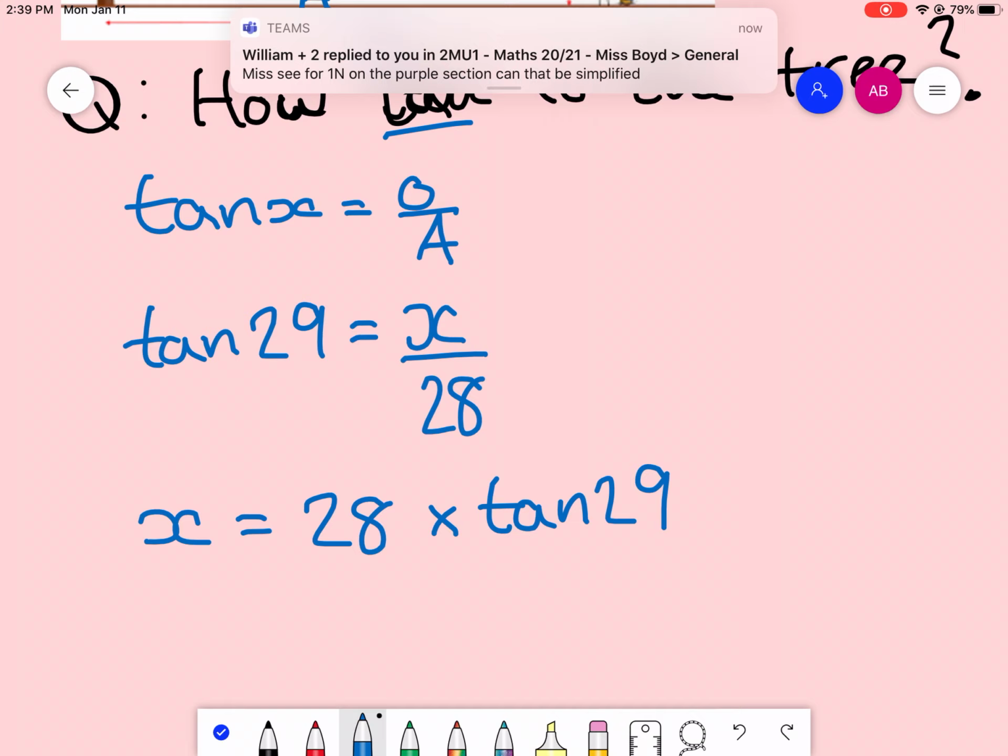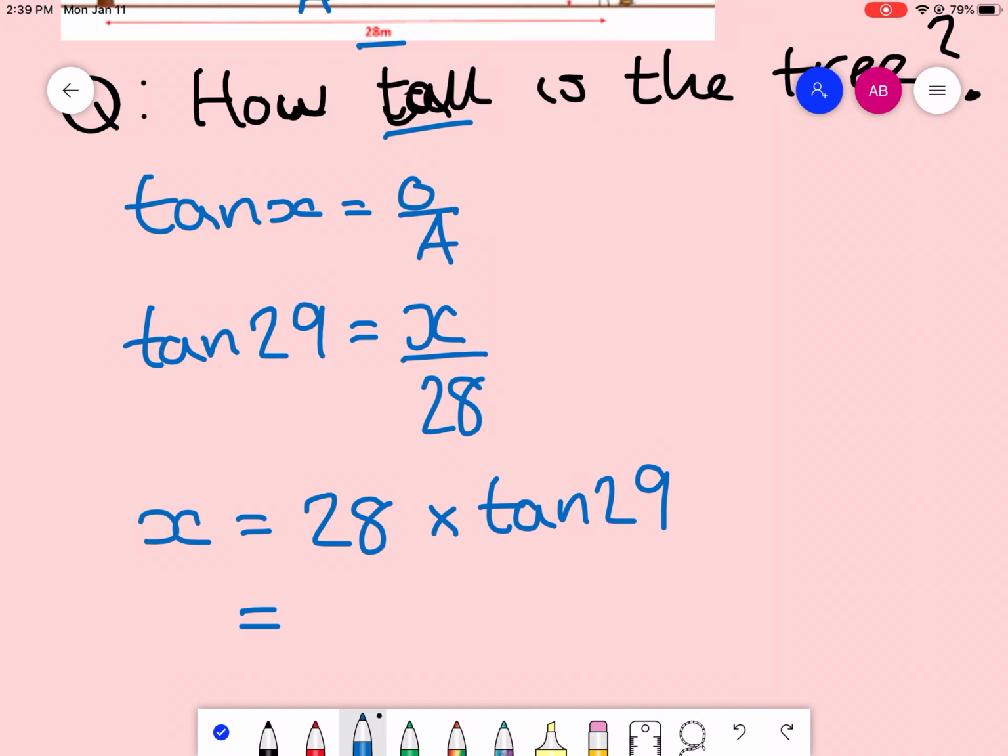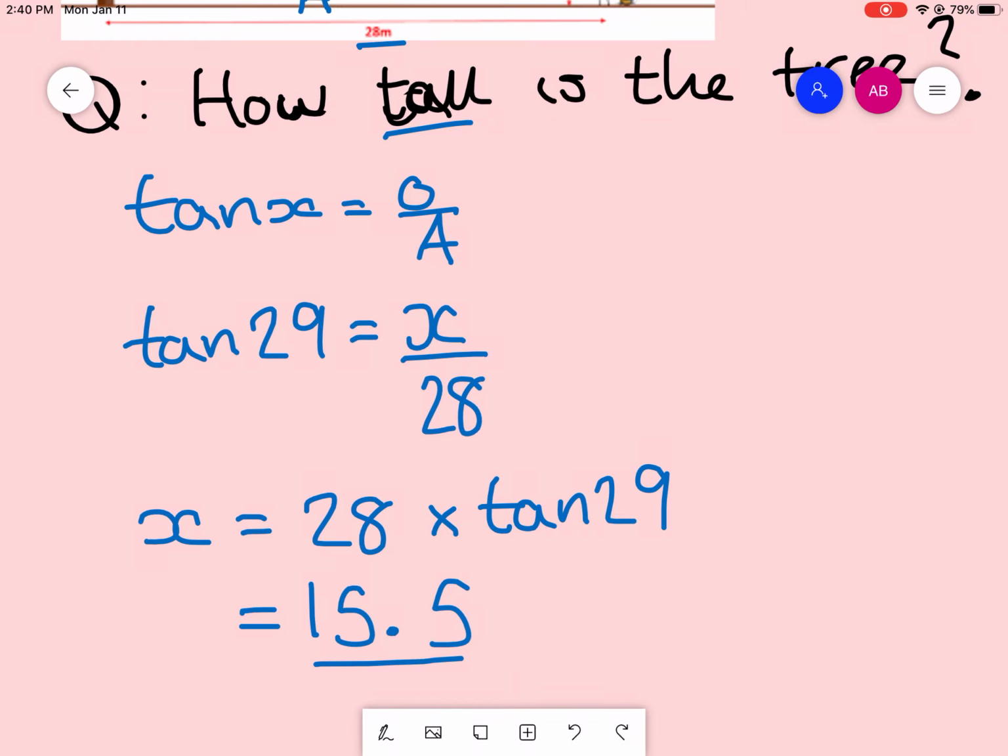Okay, and if we do that in our calculators now, we'll do this to 1 decimal place each time. So do tan 29 times that by 28, and we will get 15.5 to 1 decimal place. Now normally, that would be us done.